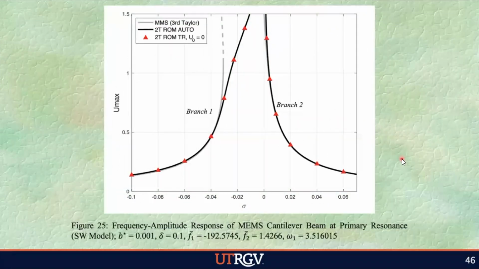And in this figure, it shows the frequency amplitude response for the SOLIDWORKS model at primary resonance. MMS, auto, and time responses are shown. In this case, you basically get the same type of response whether you sweep up or down the frequency. The amplitude will increase initially, reach a maximum, then come back down. Although the two branches more than likely connect at their peak, this happens above amplitudes of 1.5.